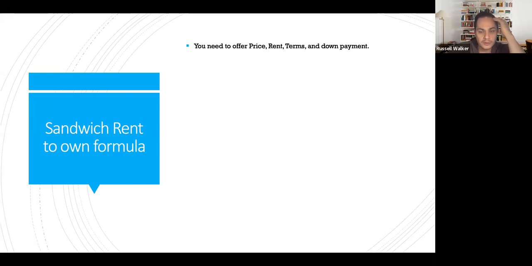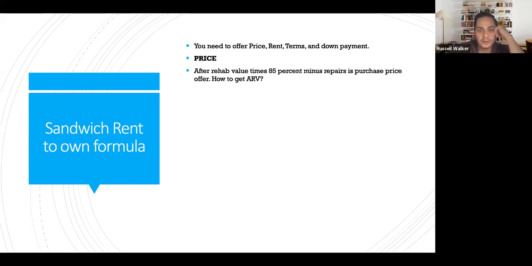So you need to come up with your offer price, the amount of rent you're going to pay per month, the terms, how long it's going to be, and the down payment. I'm also going to talk about negotiating repairs and rent credits. So this is just the basic formula of how the sandwich rent to own offer works.